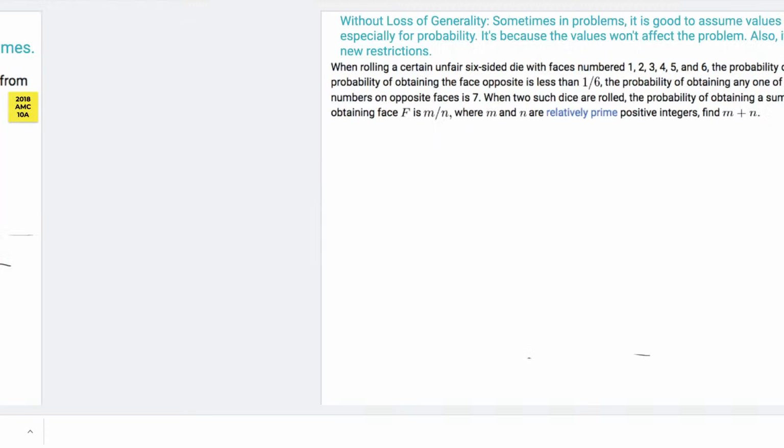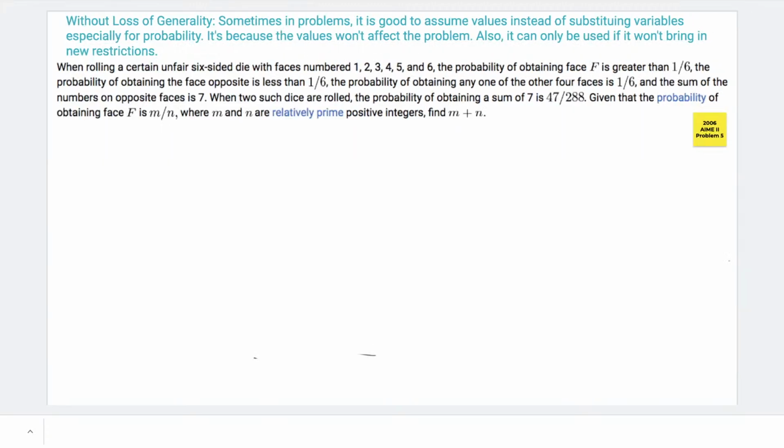So the next problem, without loss of generality, it's actually very important to know because sometimes it is good to assume values instead of substituting variables, especially for probability.